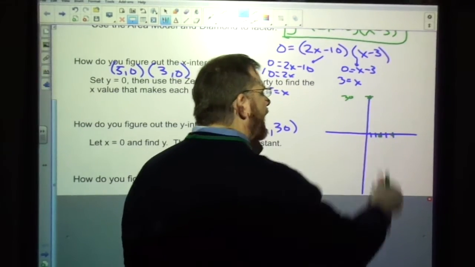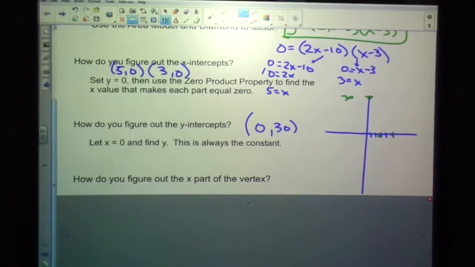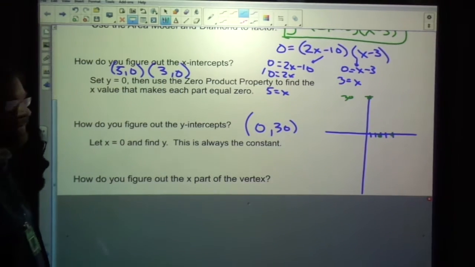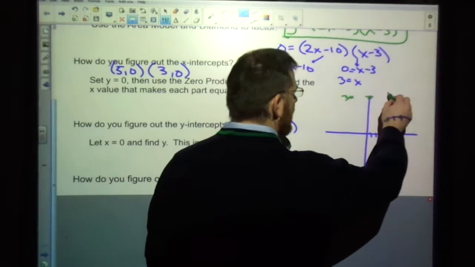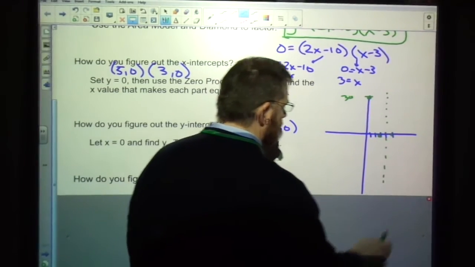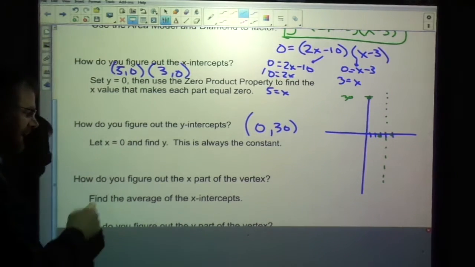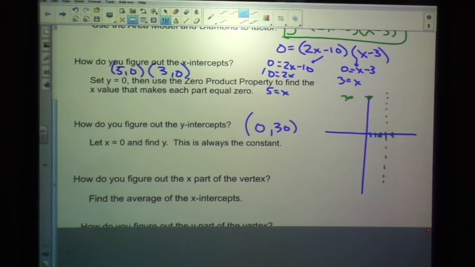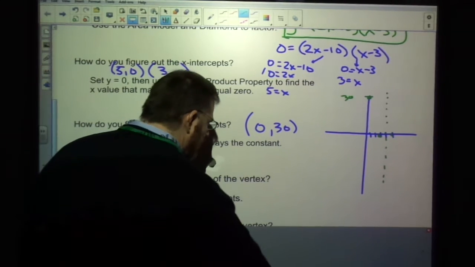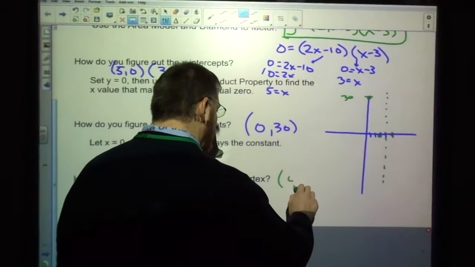So I find the average of those x-intercepts. The average, the middle of 3 and 5, is going to be 4. So that tells me the x part of this quadratic is at 4. And I wrote down here, find the average of the x-intercepts. The average of those will work. So I add them up, divide by 2. The x part is going to be 4.